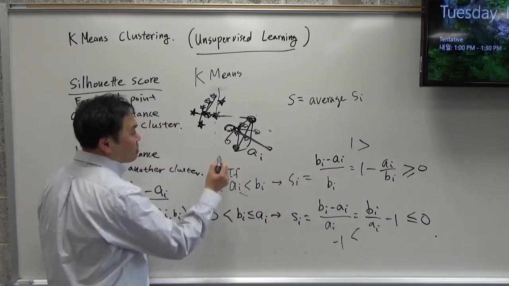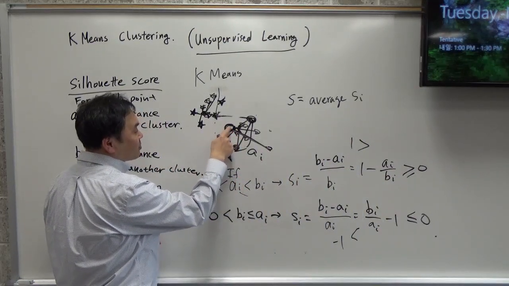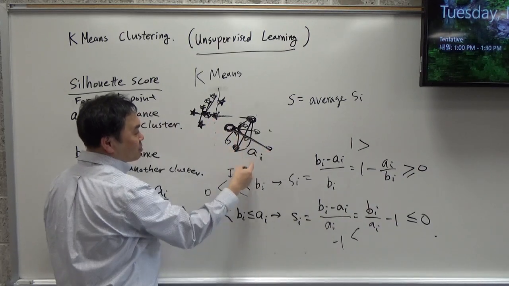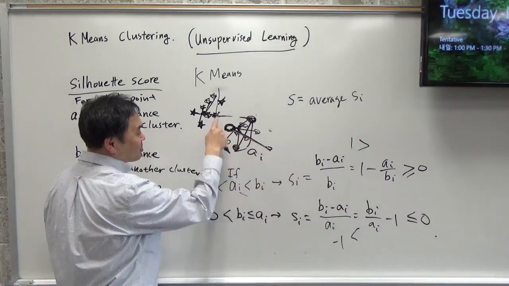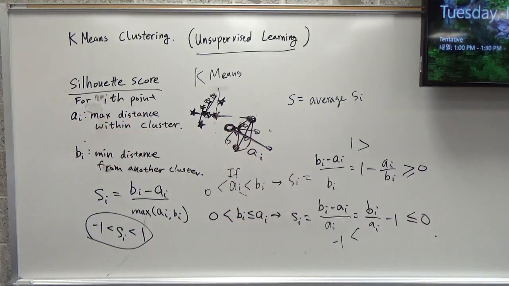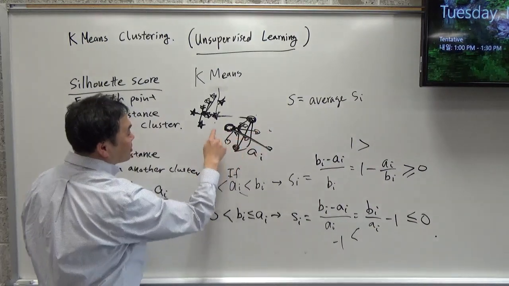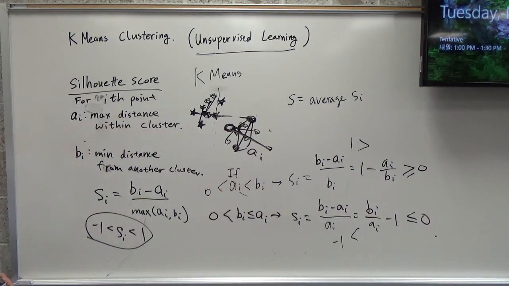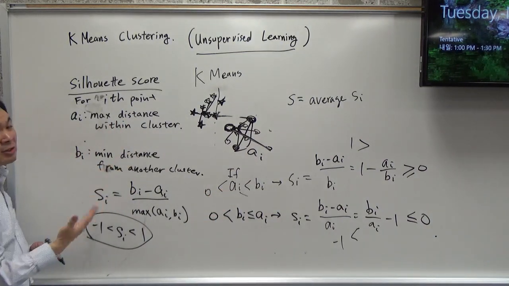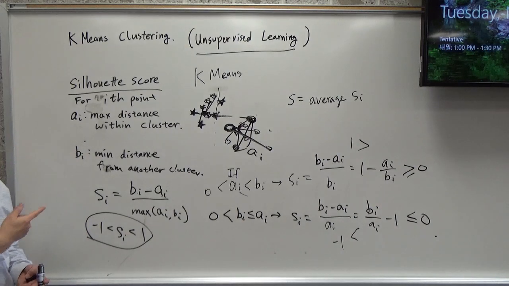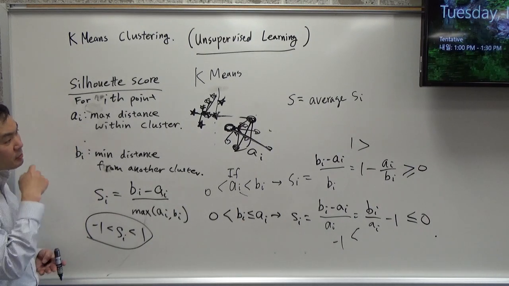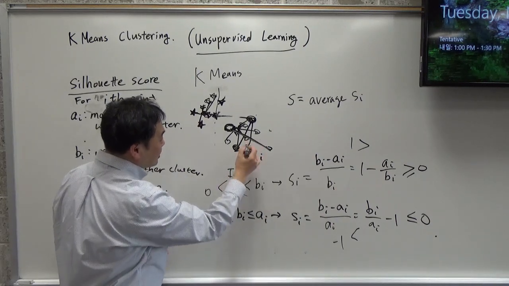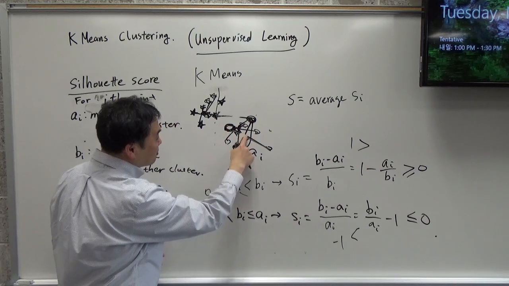Now let's think about the case when you have a point that's close to the other cluster and far from the end of its own cluster, so this one's quite big. In this case, AI is bigger than BI, so this point is somewhat closer to the other cluster. So in that case, the silhouette score of this point will be negative. Does that make sense? Right. This value will be negative.